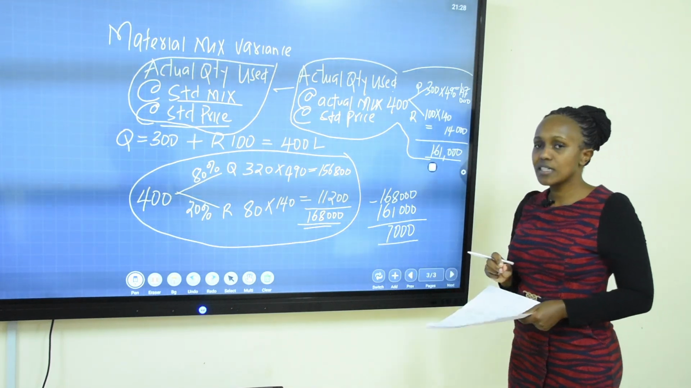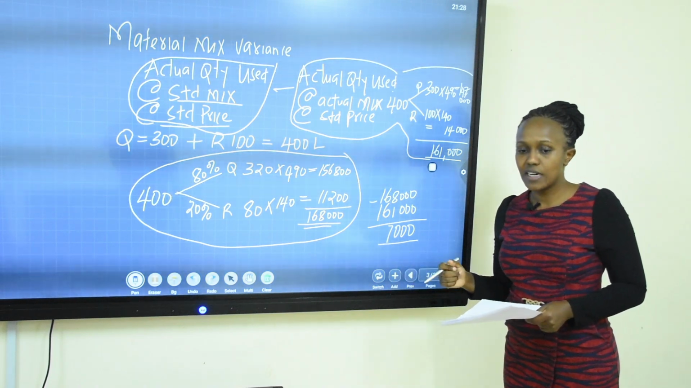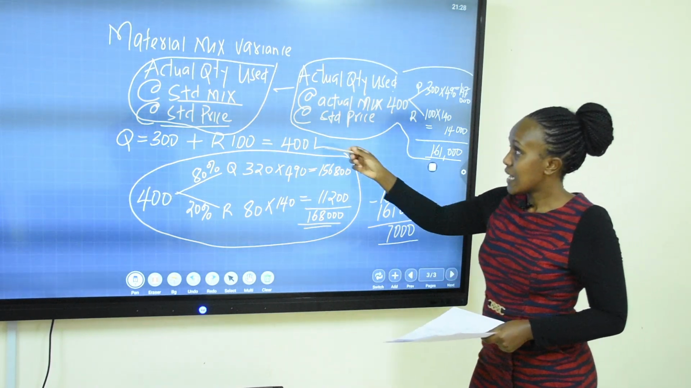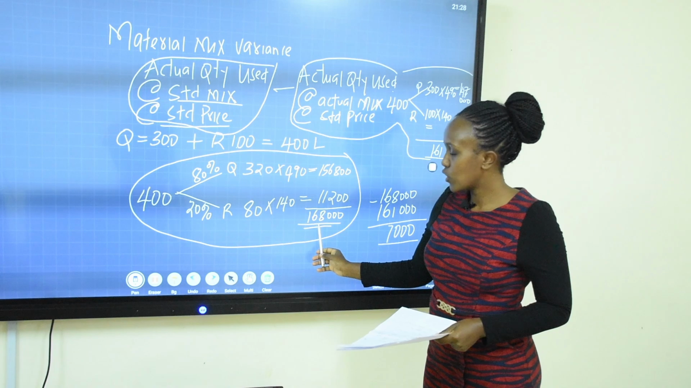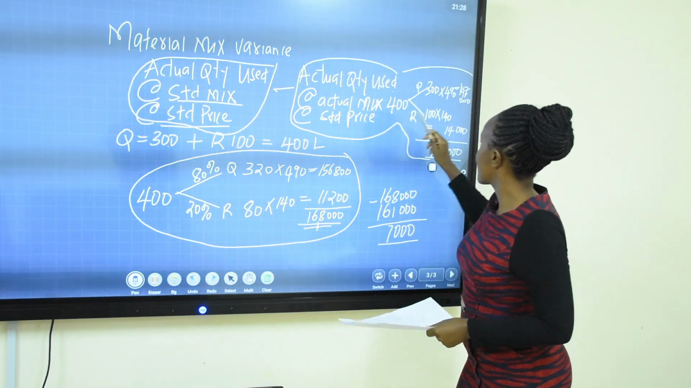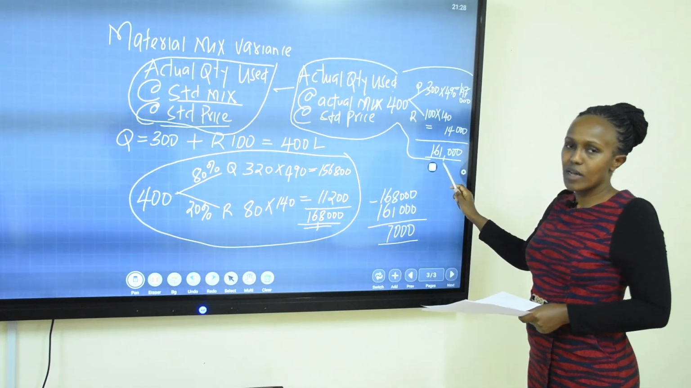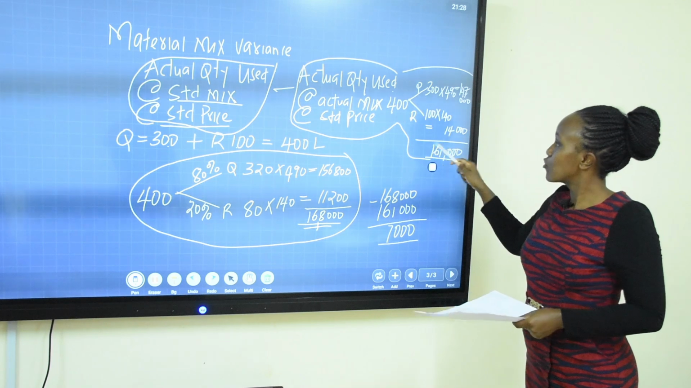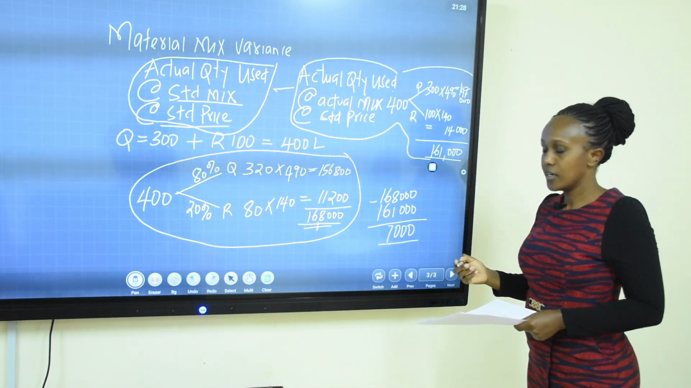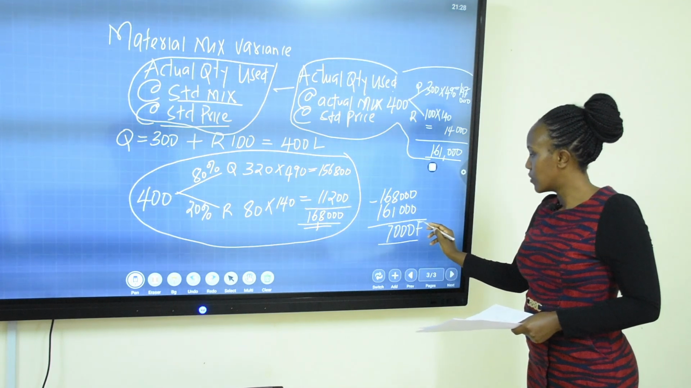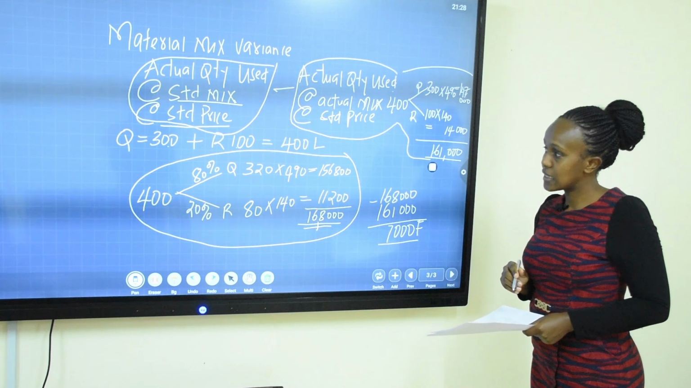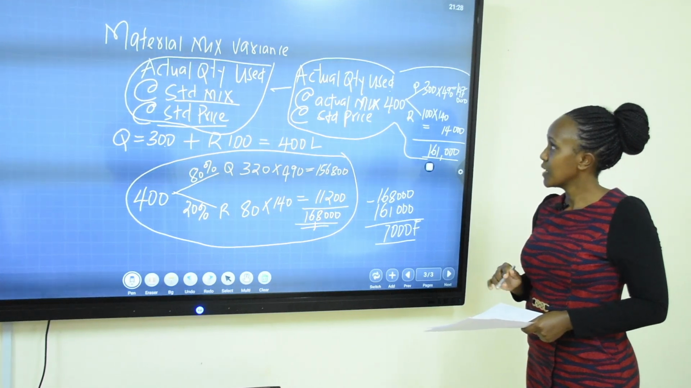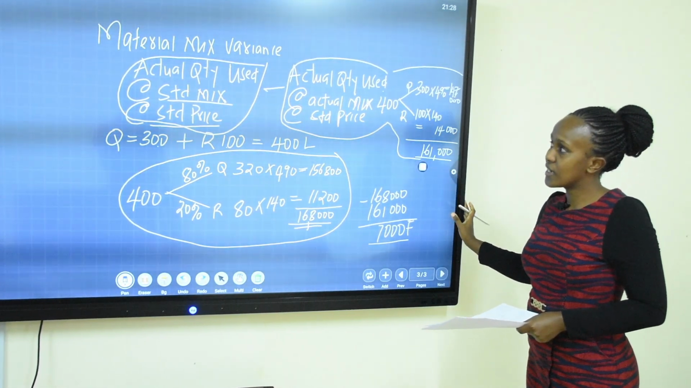Now the question is this, whether it is favorable or adverse. The standard mix would have costed 168,000. The actual mix actually costed 161,000. So the actual mix is cheaper. So this variance is favorable. So this is how you get the mix variance.